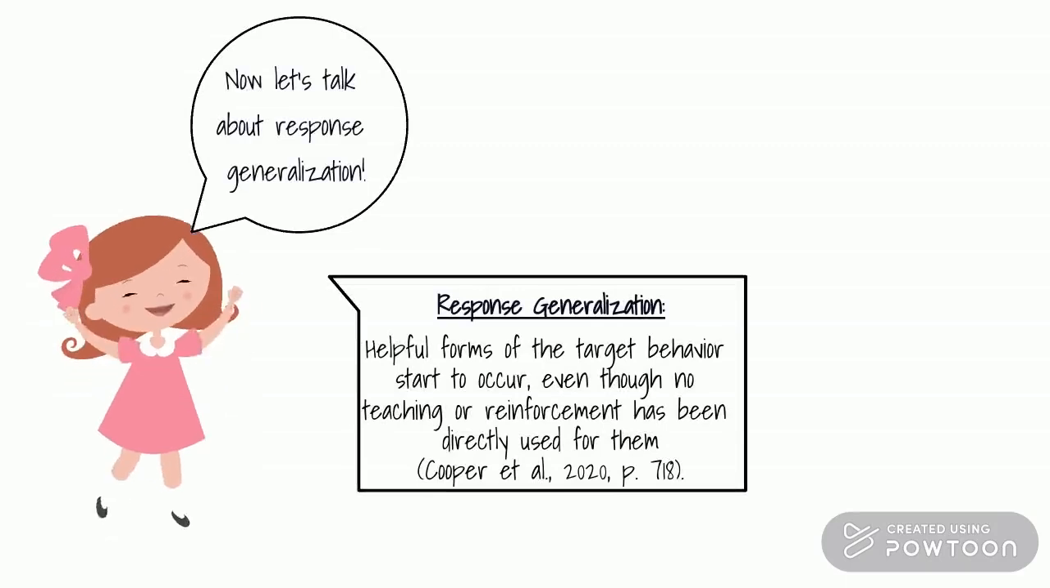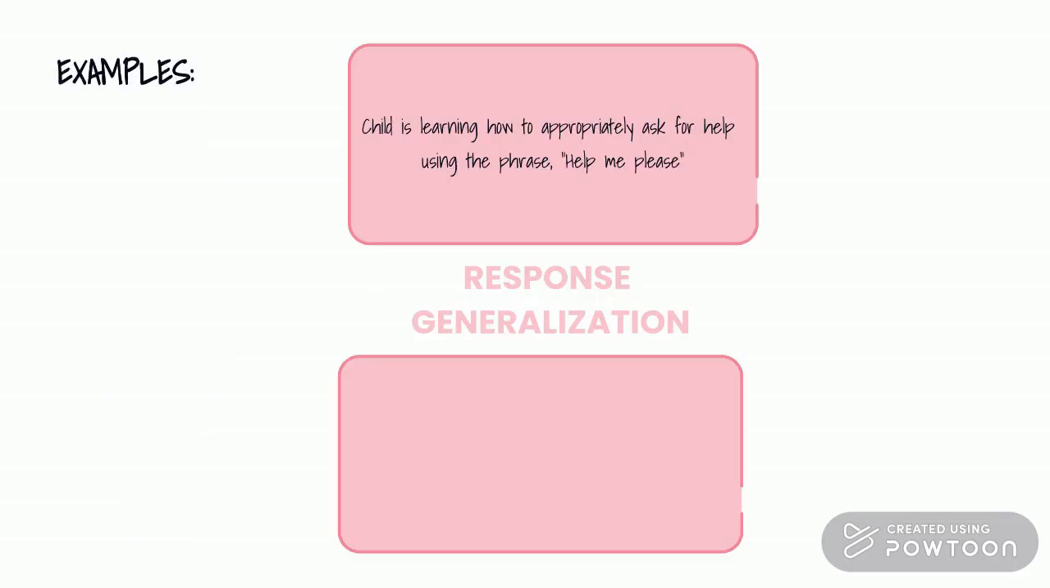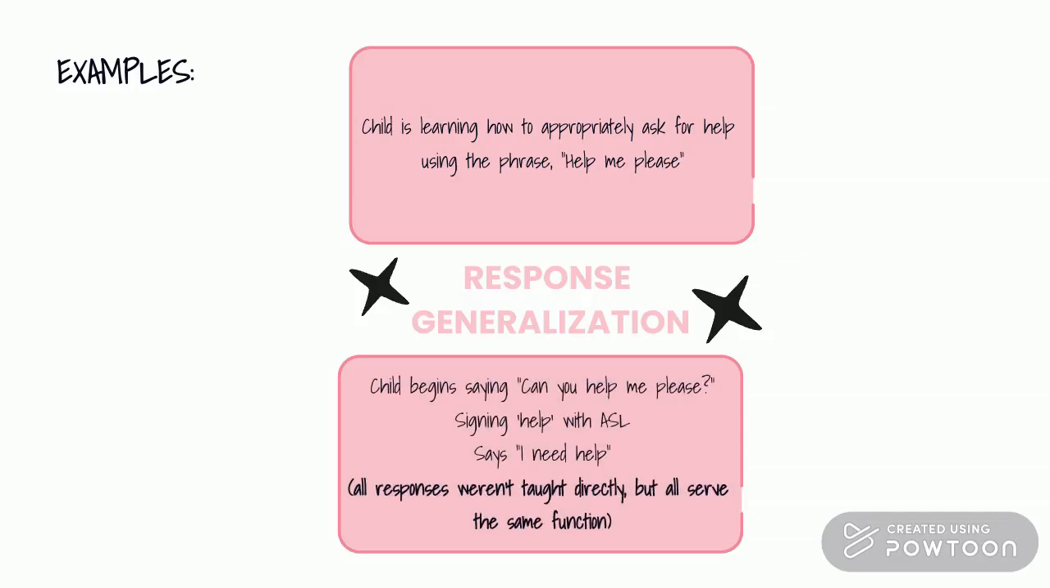Response generalization, as stated in Cooper, is helpful forms of the target behavior start to occur even though no teaching or reinforcement has been directly used. An example of response generalization is when a child is learning how to appropriately ask for help using the phrase, "Help me please." Then response generalization occurs and a child begins saying, "Can you help me please?" signing help with ASL or saying, "I need help." All responses weren't taught directly, but all serve the same function, to ask for help.